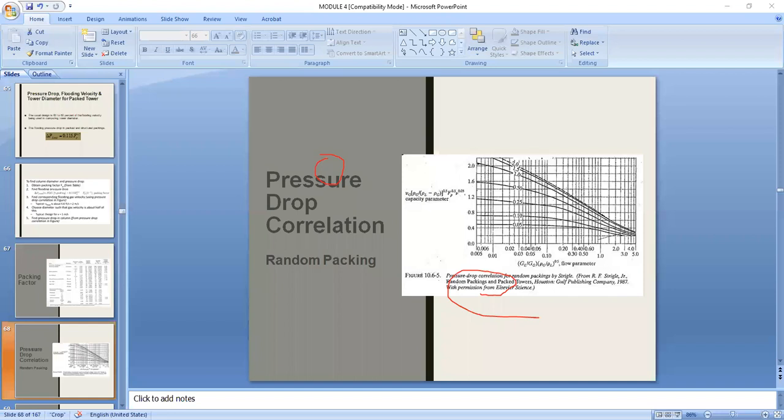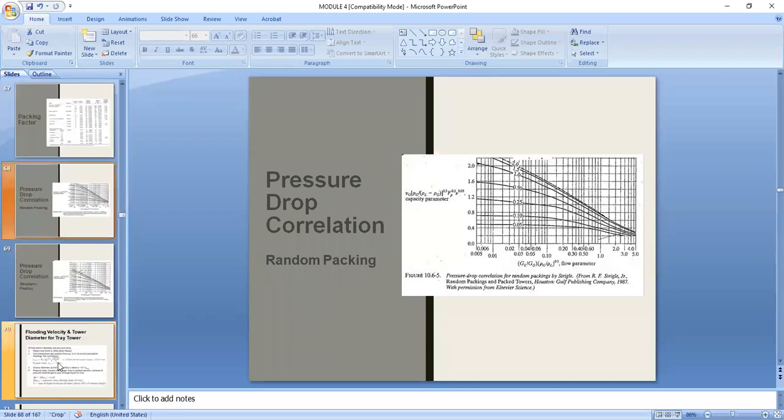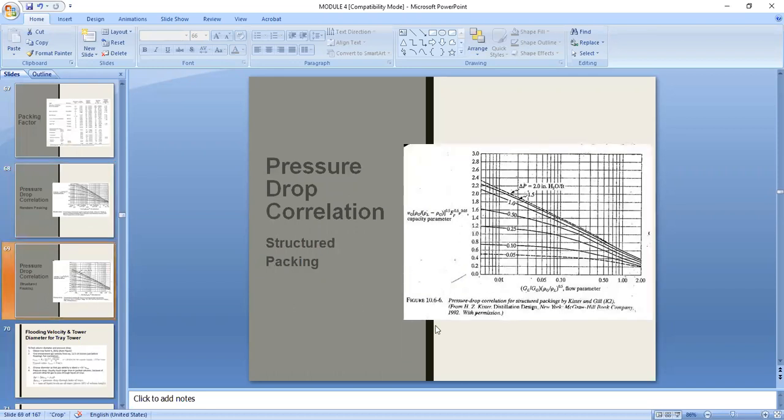You have also one for structured packing material, but same thing, same procedure. Okay, you determine the flow parameter to get the capacity parameter. So this is the one I'm referring to. This one is for structured packing. And just like what I've mentioned a while ago, these are your delta P curves. So first determine the delta P as suggested in the steps in determining the diameter of your column. Okay? So determine the flow parameter to get the capacity parameter to get the linear velocity at flooding.